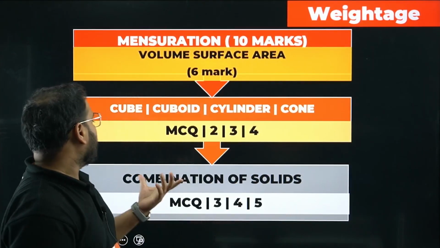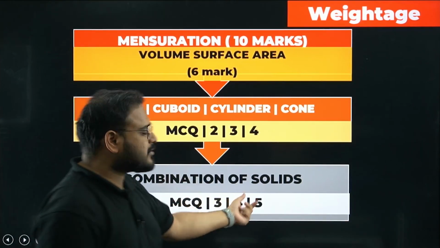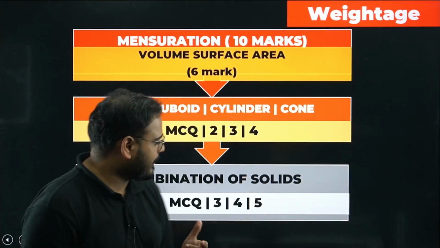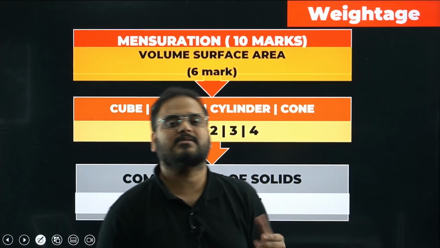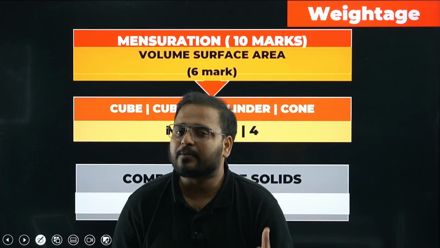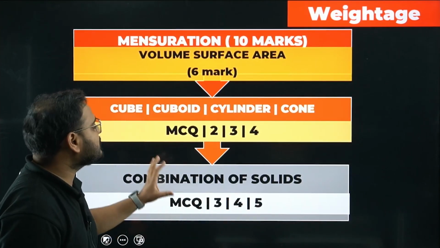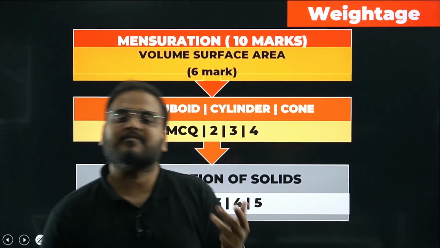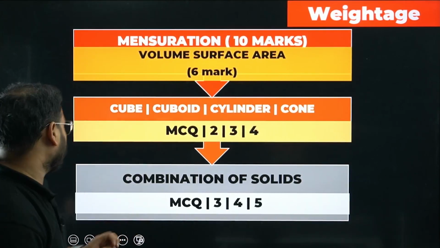Now look at the 5 marker I have shown in the combination of solids. This was one question in the 2022 paper, I think. Only one question was asked, and if you check the previous 7 to 8 years' papers, you will not find many questions coming in the 5 marks category. So there are rare chances of a 5 mark question, but mostly MCQ, 2 marker, 3 marker and 4 marker questions can be asked in this category. I hope this is clear.